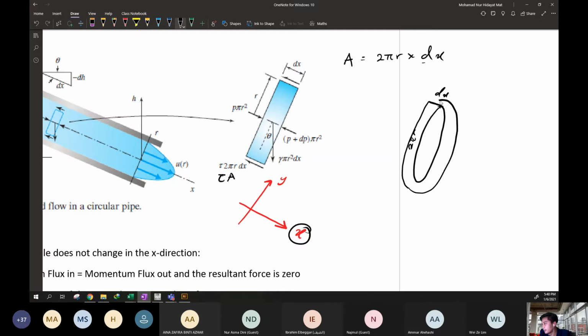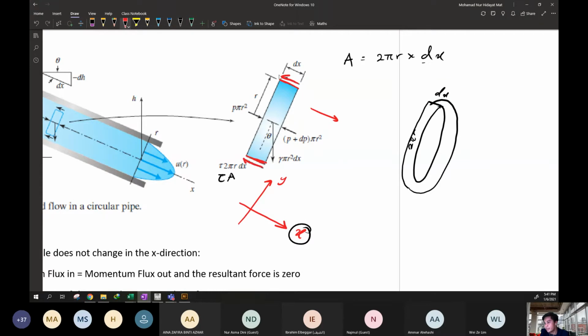I don't know how to write. This is the area surrounding this one, this area, closing all this. So area is 2 pi r dx. This is the shear stress area. So tau A is this. Tau A is the same here, yeah? And the direction is reverse to the flow. The flow is like this, and this is shear stress acting in this direction.